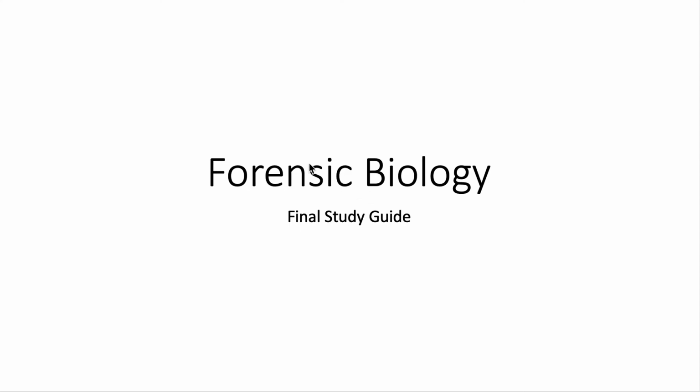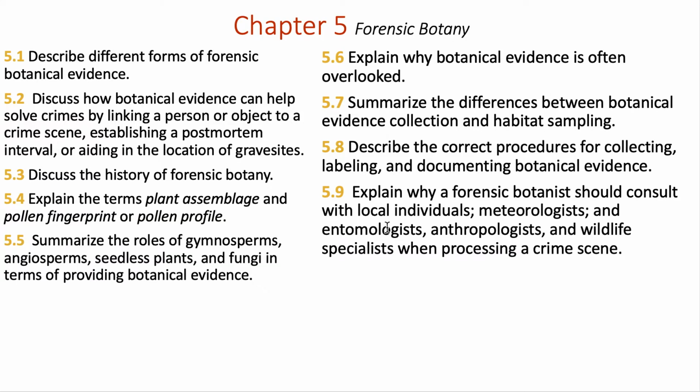So we are going to cover chapter 5, chapter 11, chapter 12, and chapter 14 in the final. So let's get started with chapter 5, forensic botany. Describe different forms of forensic botany evidence. Discuss how botanical evidence can solve crimes by linking a person or object to a crime scene, establishing postmortem interval, or aiding in the location of grave sites.